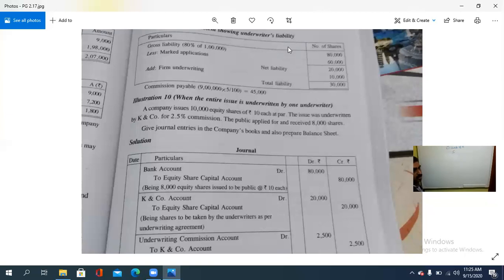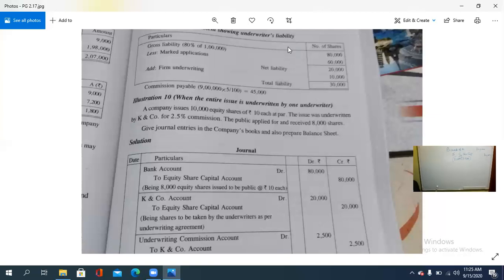അതിനു വേണ്ടിയിട്ട് ഒറ്റ എൻട്രി എഴുതുക. ബാങ്ക് അക്കൗണ്ട് debtor to equity share capital. എത്രയ്ക്കാണ്? 8,000 shares at the rate of rupees 10 each. So it is 80,000. Clear? How it is? Bank account debtor to equity share application, equity share application to equity share capital. For that, one entry is to be passed: the bank account debtor to equity share application, 80,000, 8,000 shares at the rate of rupees 10 each. Then this is the subscription amount.